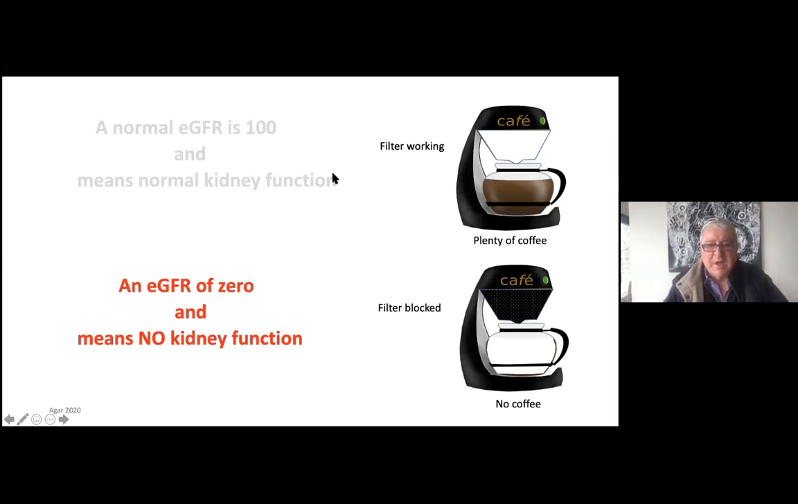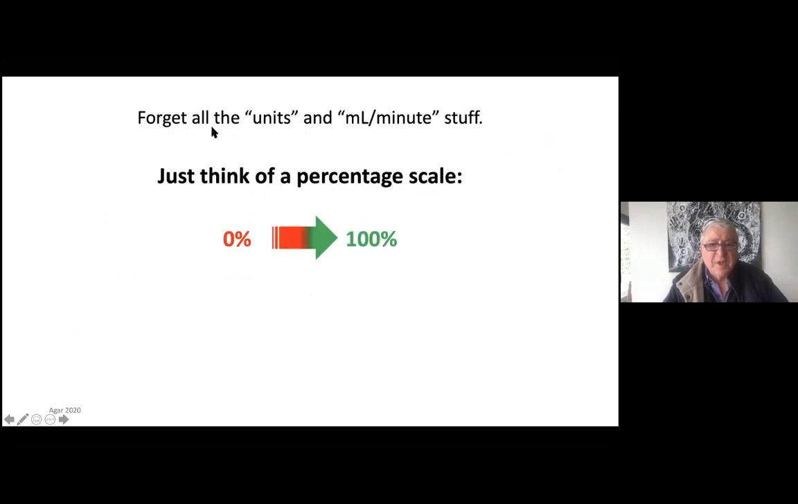So an eGFR of 100, remember, is normal. An eGFR of zero is zero. Forget all the units and the mil per minute stuff. We confuse people by adding these sorts of things. Just think of a percentage scale from 0 to 100.